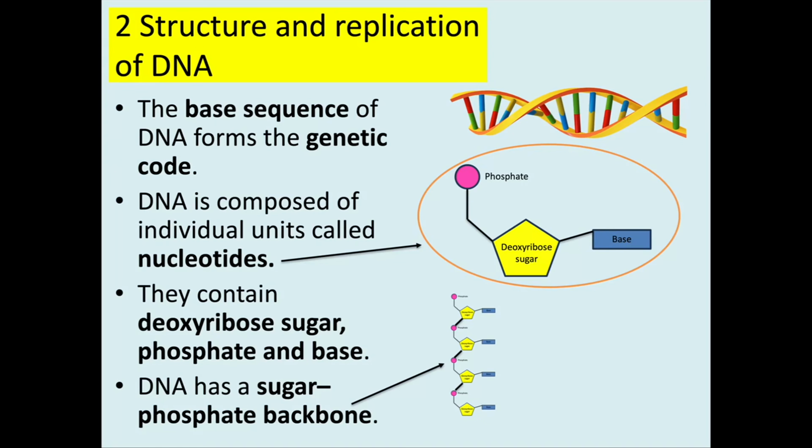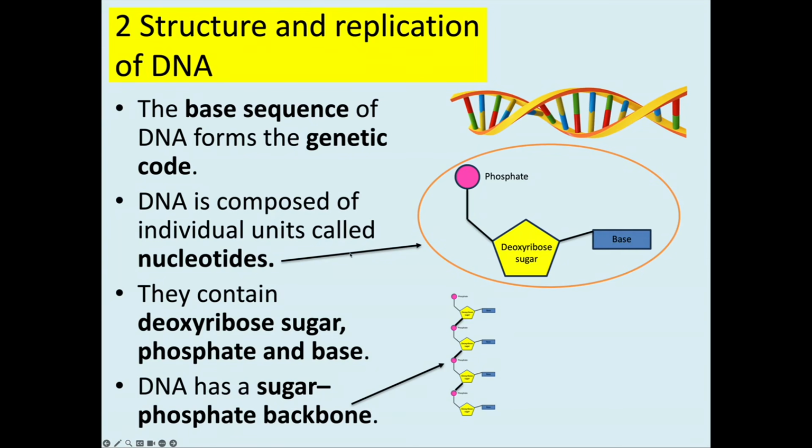Now, DNA is quite a long complex molecule, and it's made up of lots of smaller repeating units. If you're in chemistry, you would call that a monomer. And when lots and lots of monomers are joined together, they form something called a polymer. That's going to come in handy later on when we're talking about DNA replication. But for now, let's just think of DNA as being composed of small individual units, and each of these units is called a nucleotide.